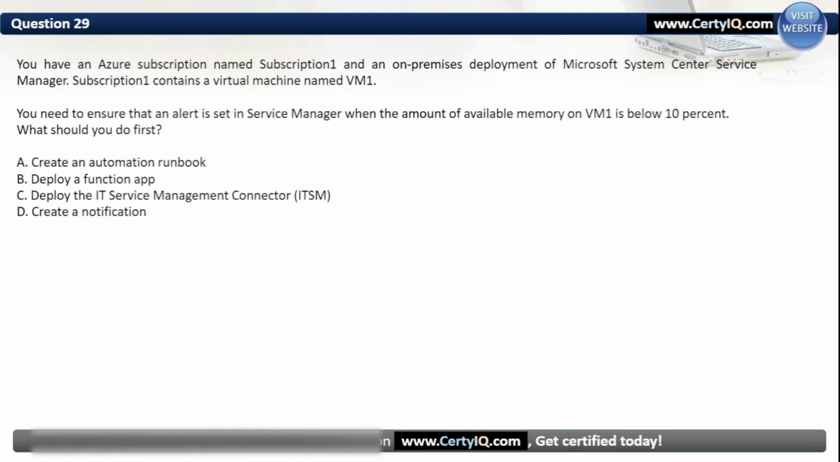Question 29. You have an Azure subscription named Subscription 1 and an on-premises deployment of Microsoft System Center Service Manager. Subscription 1 contains a virtual machine named VM1. You need to ensure that an alert is set in Service Manager when the amount of available memory on VM1 is below 10%. What should you do first? Our options are A. Create an automation runbook, B. Deploy a function app, C. Deploy the IT Service Management Connector, or D. Create a notification. The correct option is C. Deploy the IT Service Management Connector.